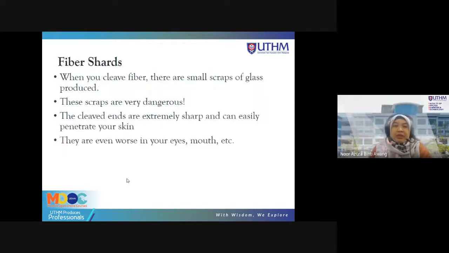And fiber shards. When you make connections between fibers, there are many shards. When you cleave fiber, there are small shards that we sometimes cannot see. So we need to be careful, because the scrap is very dangerous, and the cleaved ends are also extremely sharp and can easily penetrate your skin. It is even worse in your eyes and mouth.